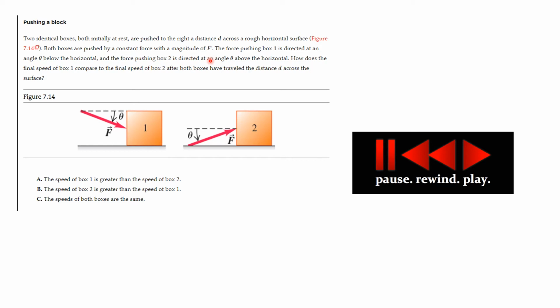The force pushing box 1 is directed at an angle theta below the horizontal, and the force pushing box 2 is directed at an angle theta which is above the horizontal. I don't know if I like the way they did this picture, but that's the theta that we're talking about. So this one is being pushed up, and this one's being pushed down.